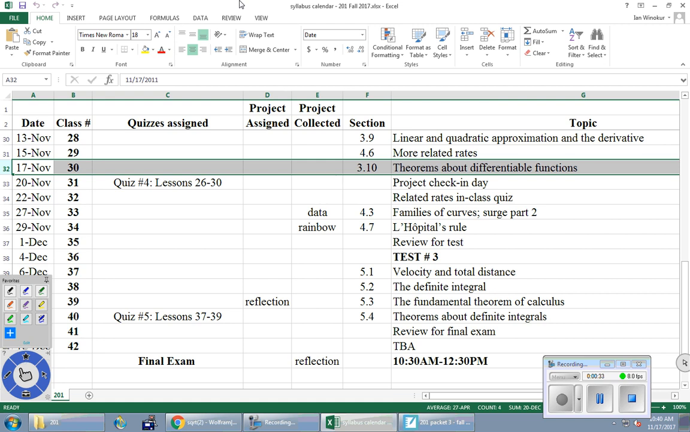And then on Wednesday coming up is our related rates in-class quiz. You don't need to worry about studying for that. That is going to be the only group quiz of the entire semester, of 2 semesters. If you take Calc 2 with me, this is the one and only group quiz. So you're going to work with everybody to solve that problem on Wednesday.